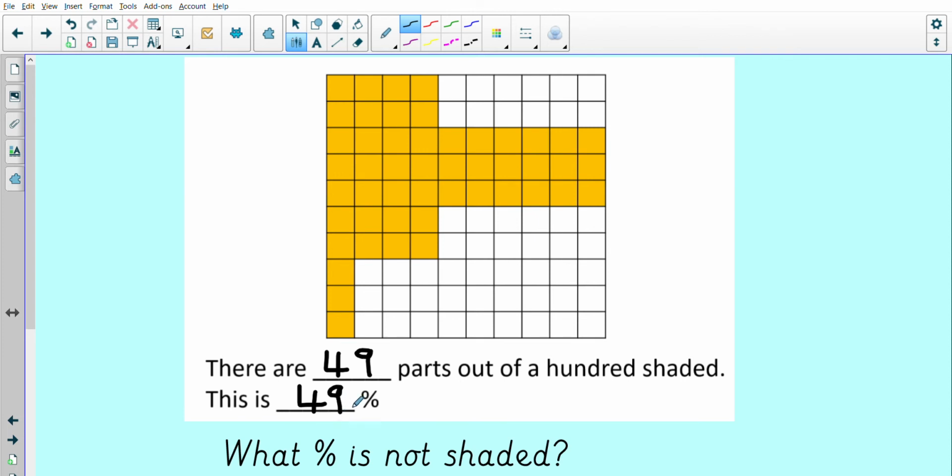If I've got 49% shaded, what percentage is not shaded? So basically thinking of number bonds here, 49 and what number make 100? So the percentage that is not shaded is actually 51%. 51 and 49 make 100.